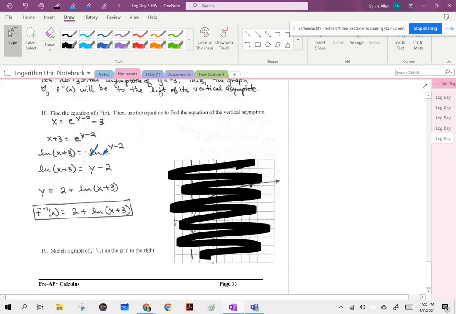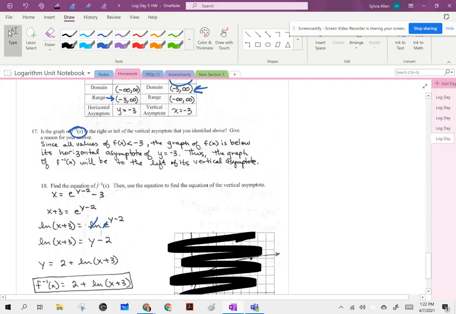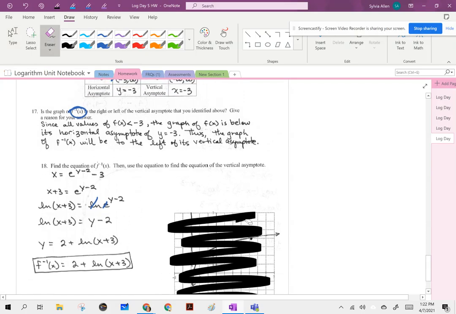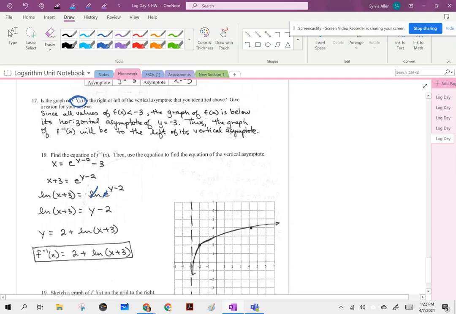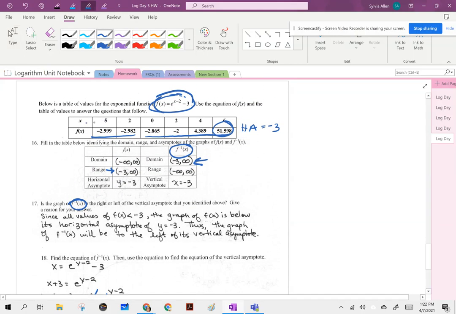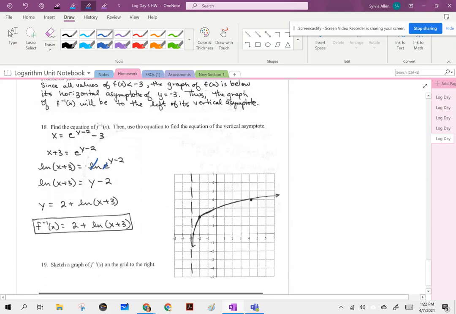Now we're going to sketch. So remember the domain was -3 to infinity. So your vertical asymptote is going to be at -3. And all you had to do, here's your table of values. You just had to switch them. So make sure those points line up on the graph.